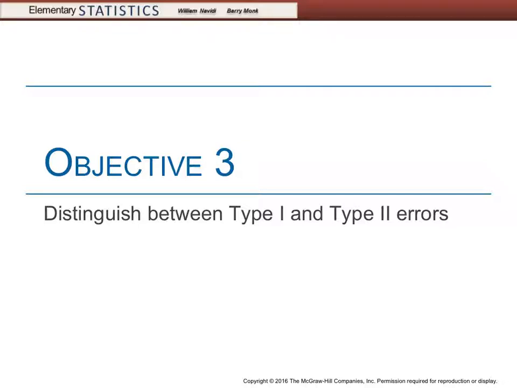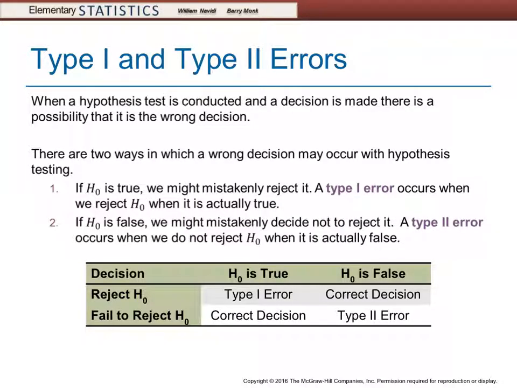Objective 3. We're going to distinguish now between a type 1 and type 2 error. When a hypothesis test is conducted and a decision is made, there is a possibility that it is the wrong decision. There are two ways in which a wrong decision may occur with a hypothesis test. If H0 is true, we might mistakenly reject it. This is called a type 1 error, and when it occurs, we reject H0 when it is actually true.